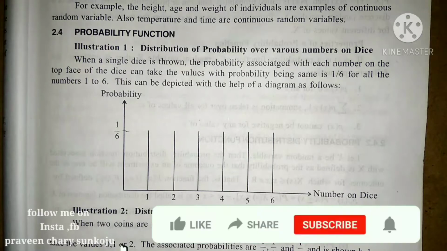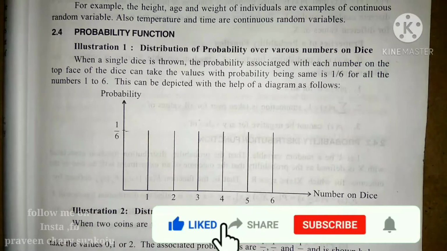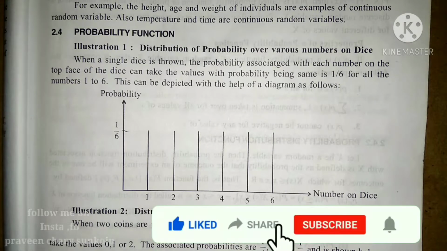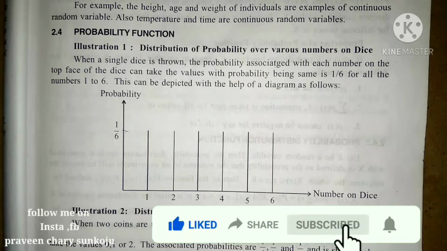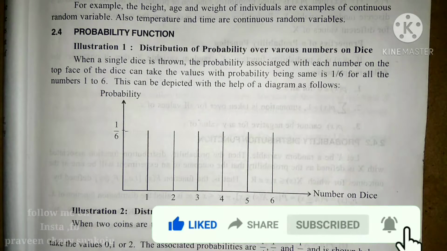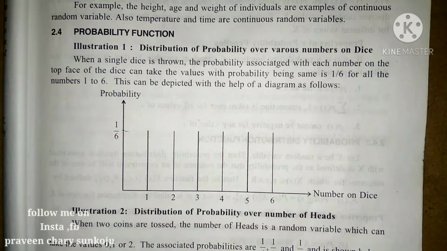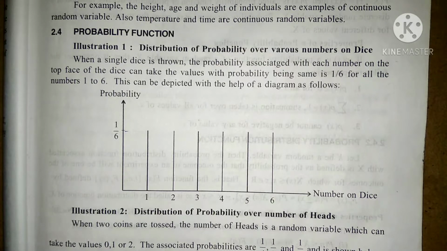Probability function is nothing but showing the outcomes in the form of a graph. This helps to view the outcomes in a clear and easy way, so that every person can understand what is happening and what is going on. Here, what is the probability function?